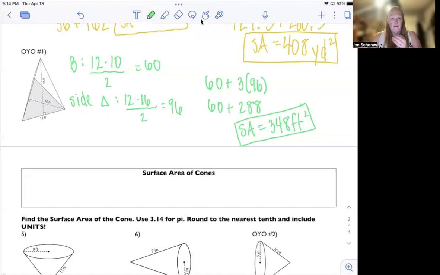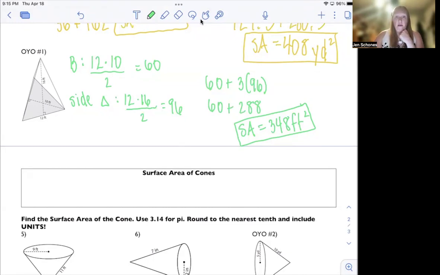Okay, welcome back. So, did you get 348 square feet? If not, check and see what I did. I did the area of the base. So it's an equilateral triangle. So 12 times 10, cut it in half. I got 60. Then that side triangle has a base of 12 and a height of 16, also cut in half, and you get 96. And there's one base and there are 3 congruent triangles on the sides that come up to the point. So when you add all those together, I get 348.